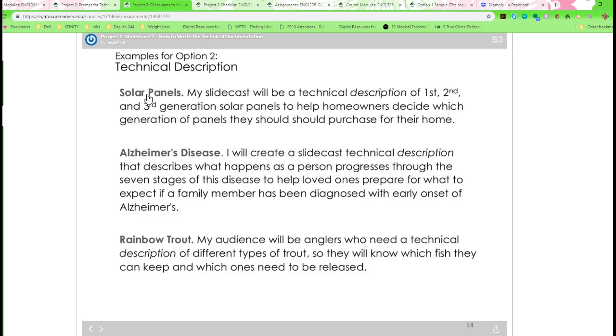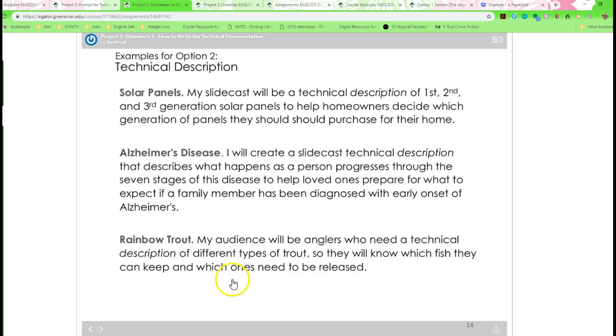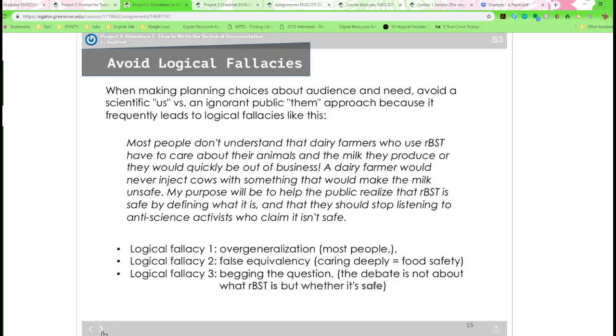Rainbow trout. My audience will be anglers who need a technical description of different types of trout so they will know which fish they can keep and which ones need to be released. So that's the difference between this whole extended technical definition and technical description. It can be subtle, but you need to be able to figure out which one is which.